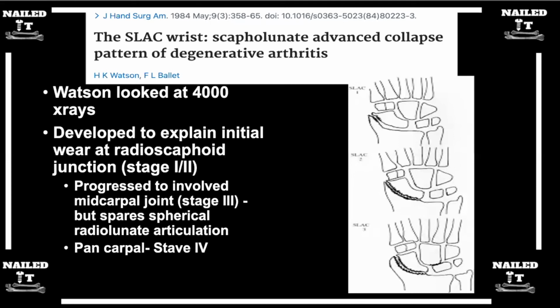The next stage is then the midcarpal, which you can see on this illustration at the bottom. Between the capitate and the lunate, there's loss of cartilage. And so that's stage 3.